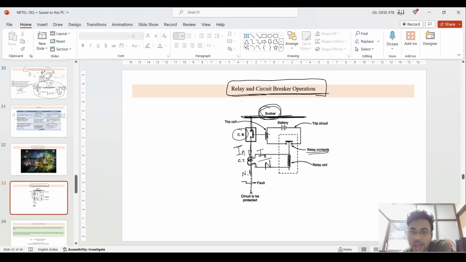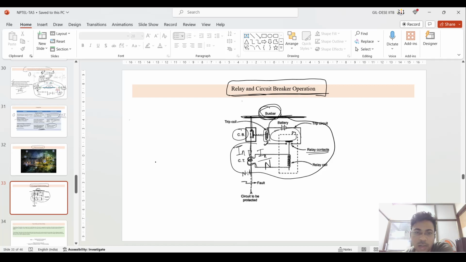making I normal by N flow in the CT secondary. Then the relay coil is connected to the relay contact. When this relay contact is closed, the battery, this coil and this relay contact make the circuit complete. At that time, current will flow, magnetizing current. The magnetic field in this circuit will increase, and it will make the circuit breaker contact pull off from the normal connection. This is how the relay operates.